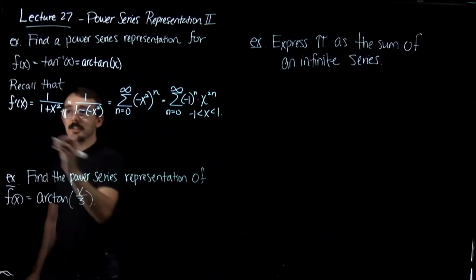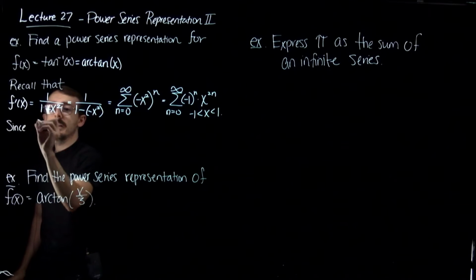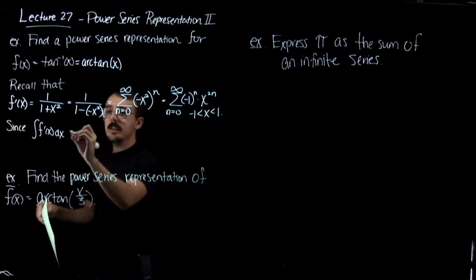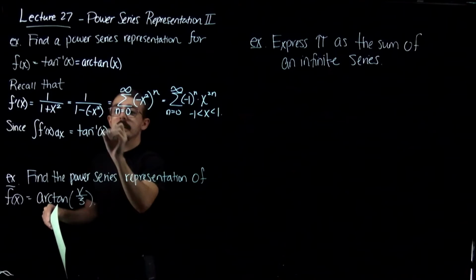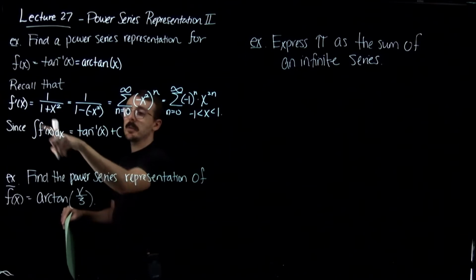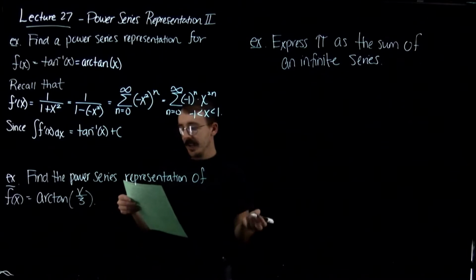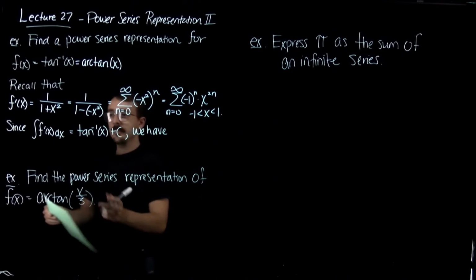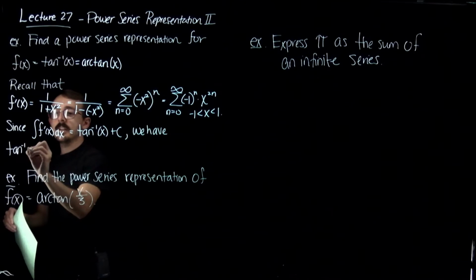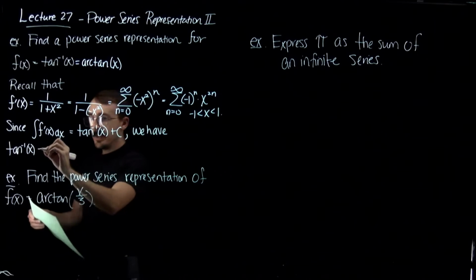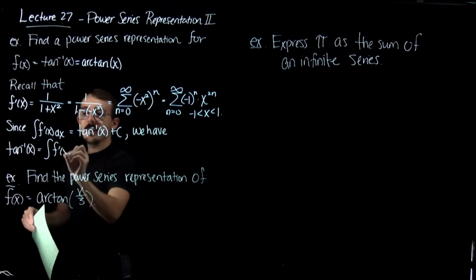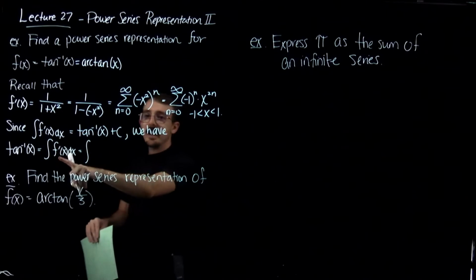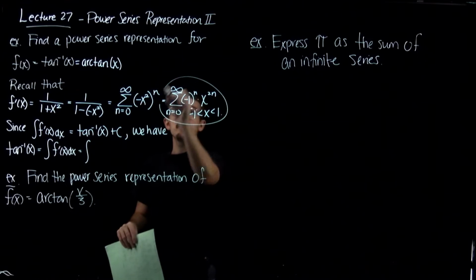Now we make the observation that the integral of f prime of x dx is equal to arctangent of x plus c. So that's what you get when you integrate 1 over 1 plus x squared. Since that's true, we have that tangent inverse of x is going to be equal to the integral of f prime of x dx. However, we calculated that f prime of x is represented by this series here.